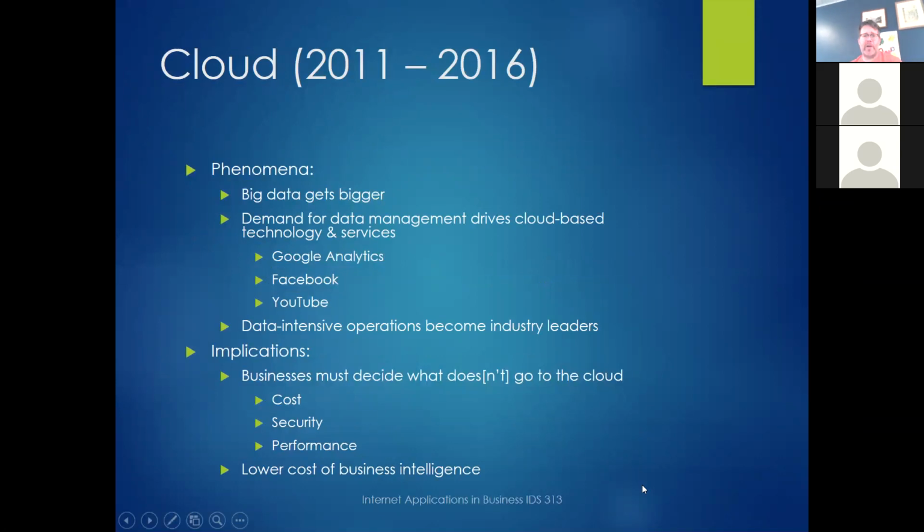All right, next this brings us to cloud. So what we had is a couple of phenomena there. Number one, big data keeps getting bigger. There was a lot of data and there just kept getting to be more and more of it. So businesses had all this data they had to manage, and so they needed cloud services to do it.